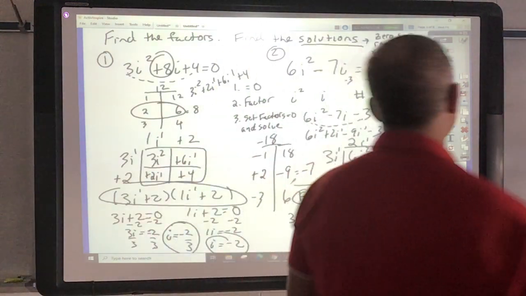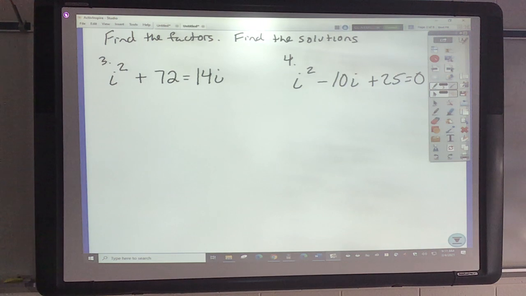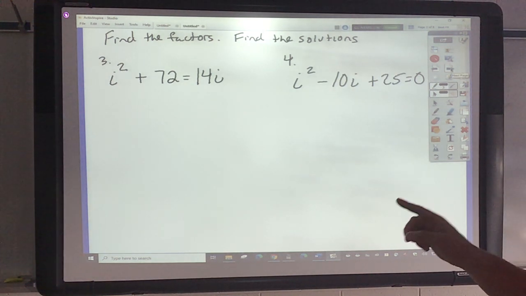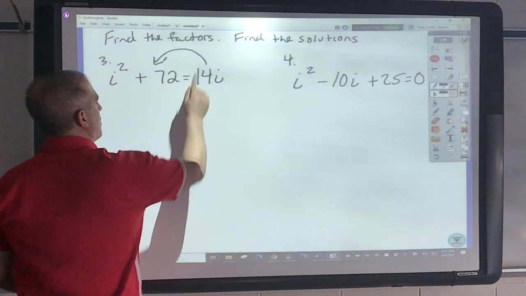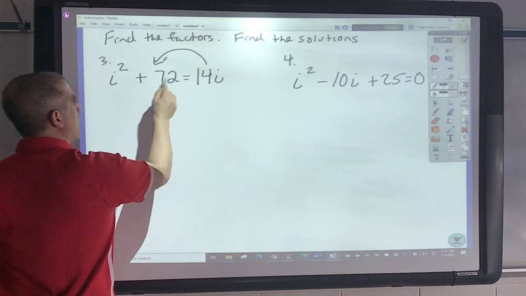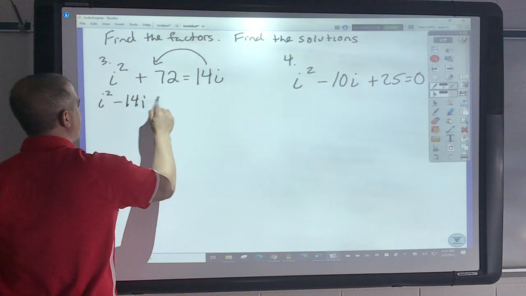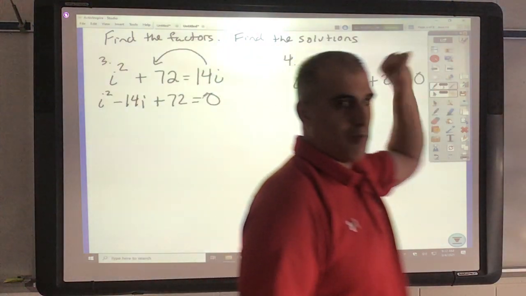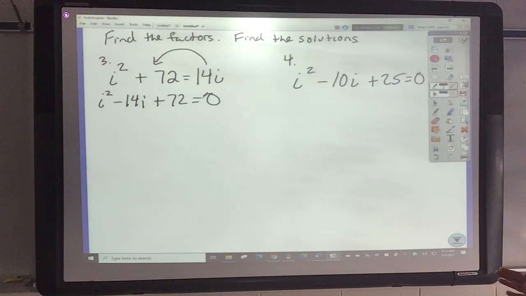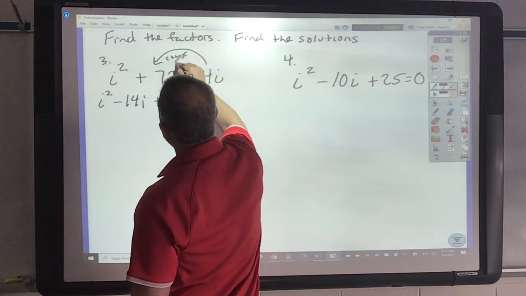All right. Let's do a couple more examples. And I'll give you a couple to try. Okay, so now look at this. I got 14I. Now, if it's 14I on this side, when it moves back over, it's going to become negative 14. Now, I want to put it in I squared, negative 14I, plus 72, equaling 0. So remember, when something moves from one side to the other, it just changes sign. Okay? So change sign. It makes it a lot easier on yourselves.